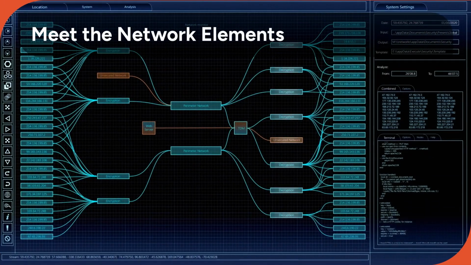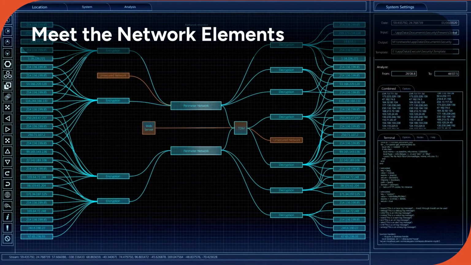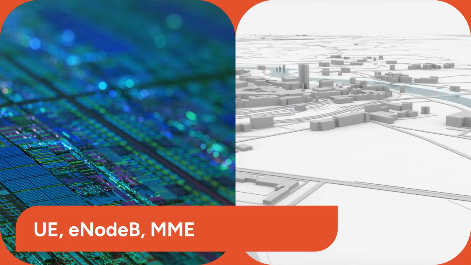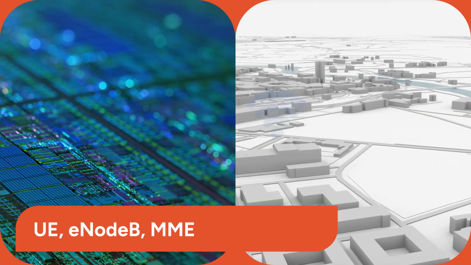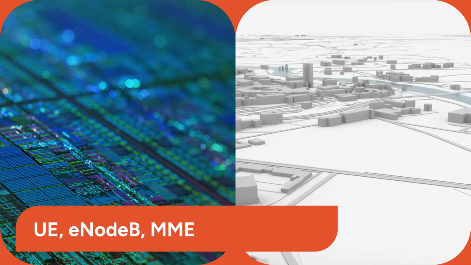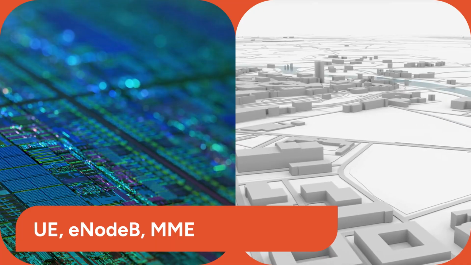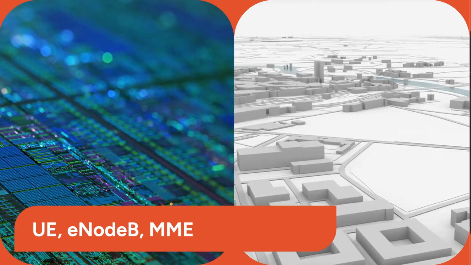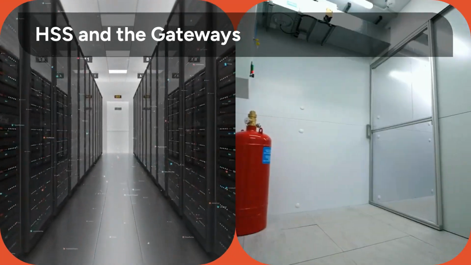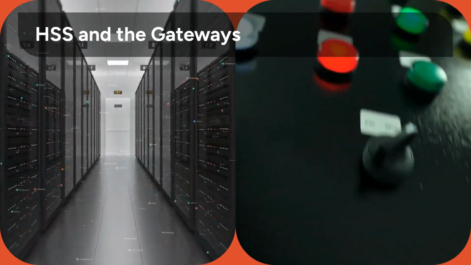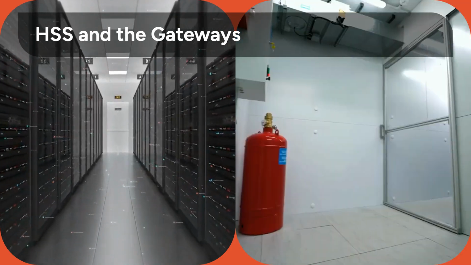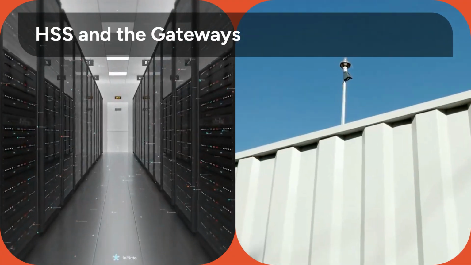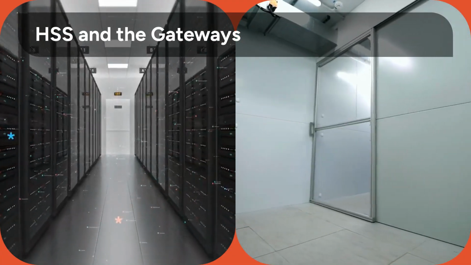Before we show the messages, let's meet the main players in the LTE architecture. First, the UE, which is your smartphone modem. Next, the eNodeB, which is the cell tower. And the MME, or Mobility Management Entity, the brain of the control plane that handles security and authentication. Then we have the HSS, the Home Subscriber Server, which is the master database of your user profile, and the SGW and PGW, which are the serving and packet data network gateways that route all your internet traffic.